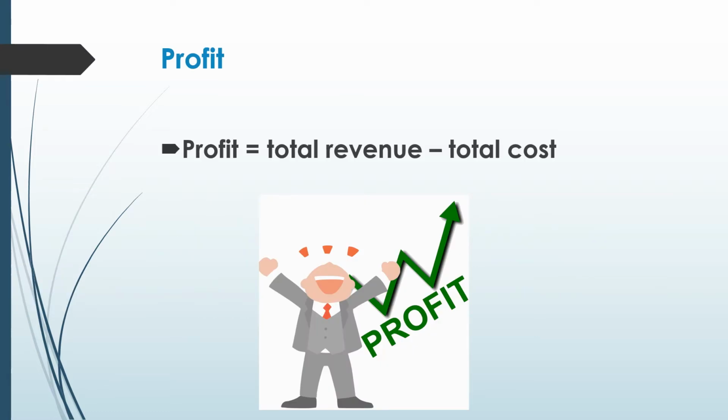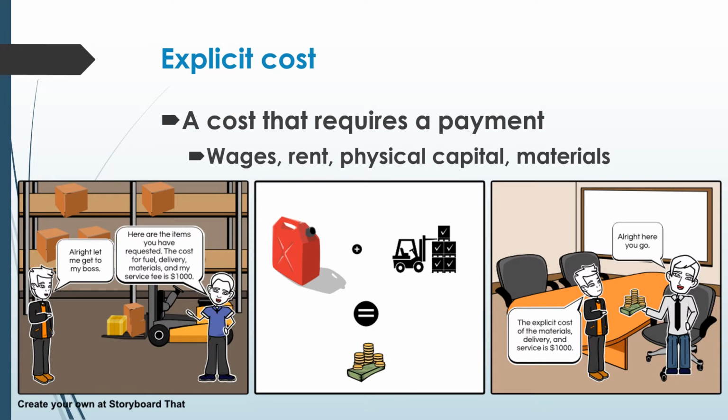Alright, so let's define profit, since that's what I said we were going to do. Profit is total revenue minus total cost. So that's it. We consider their total revenue, which was price times quantity, so the price times the number of units sold, and then we subtract their total cost, and what's left over is a producer's profit. Now, we need to consider how we calculate those costs, since we've already done revenue in the past.